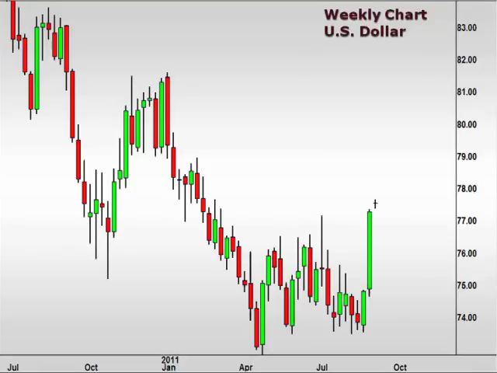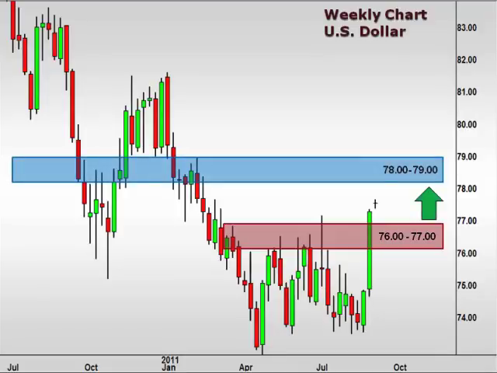Let's take a look at a weekly chart of the US dollar index. This is a great way to gain perspective as to how the US dollar has been trading against a basket of currencies. Well, we can see that the US dollar continues to climb against most major currencies, breaking beyond the 76.77 resistance level. We may see a retracement back down into this zone to test support. However, the next upside target sits at the 78.79 level.